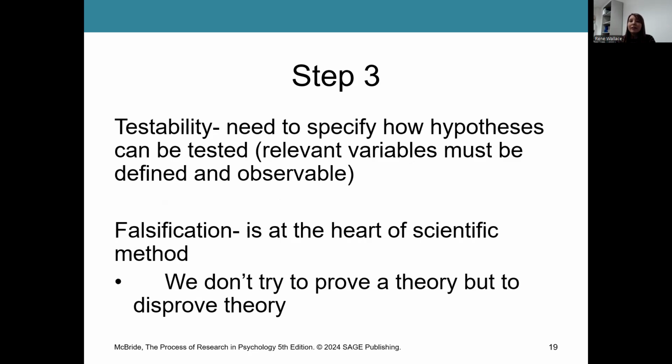Step 3, testability. It has to be testable, right? If you can't test whatever you're saying, then what's the point of saying it? If we can't test it and say this is observable and it's defined and we can really work with that and then see if it made a difference, then you don't really have a theory that we can test, and it's not science at that point, right? It's just your opinion. And then falsification. That's the heart of the scientific method, right? We're not trying to prove our theory. We're trying to disprove the theory. And then when there's no disproving that can happen or has happened, then we say, maybe there's support there.